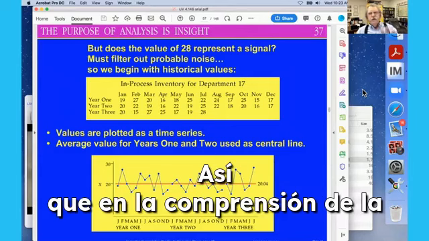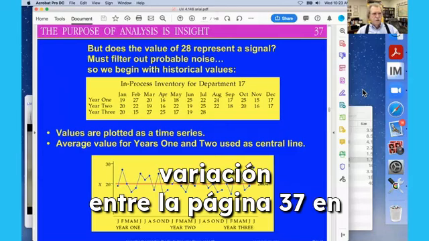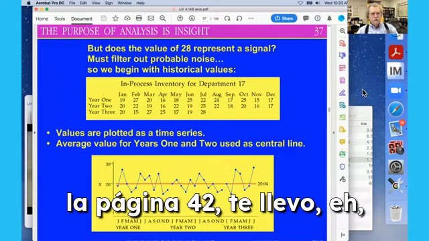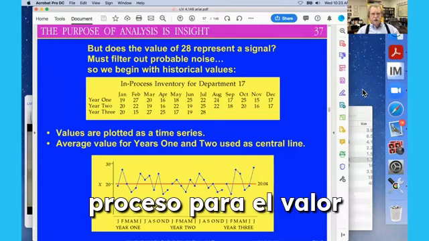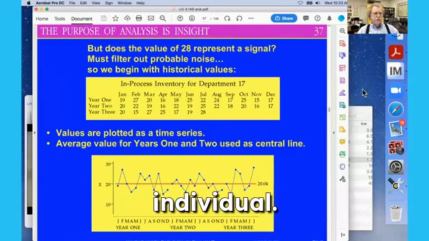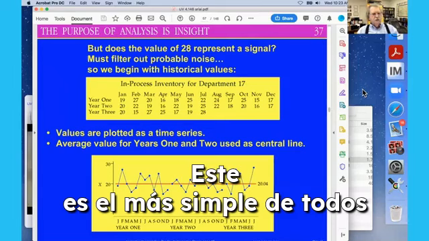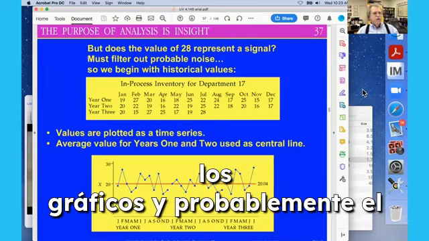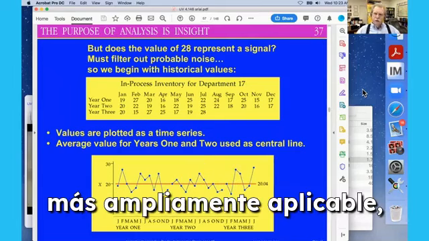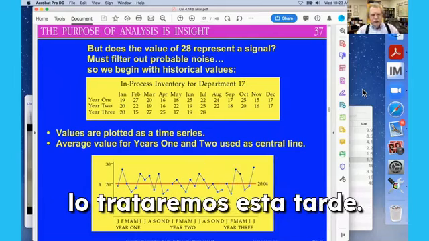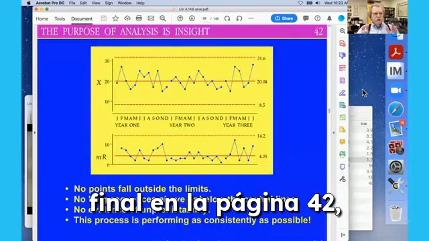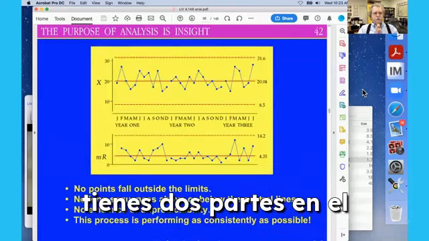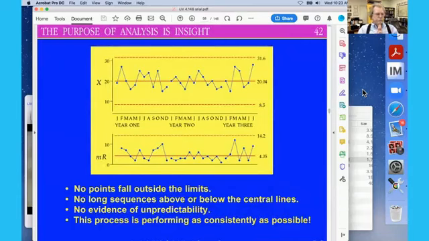So in Understanding Variation, between page 37 and page 42, I take you through step by step how to create a process behavior chart for individual values. This is the simplest of all the charts, and it's probably the most broadly applicable. We'll deal with that this afternoon. Right now, I want to skip to the final result on page 42.